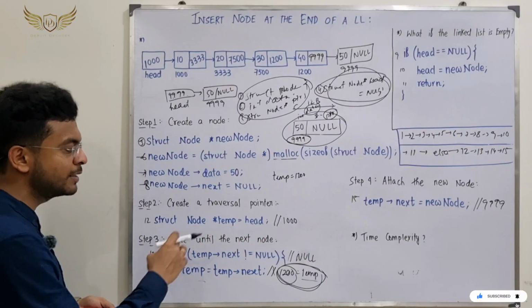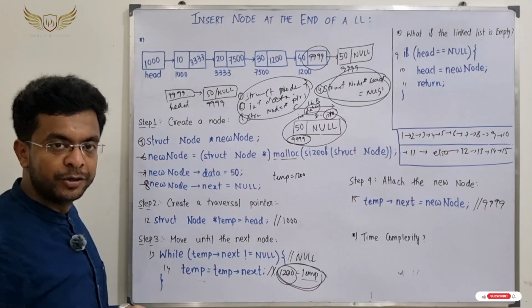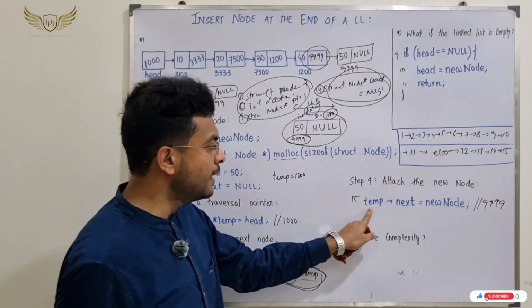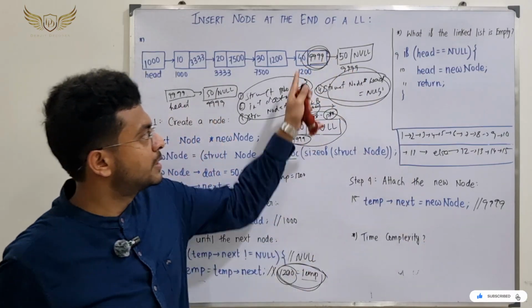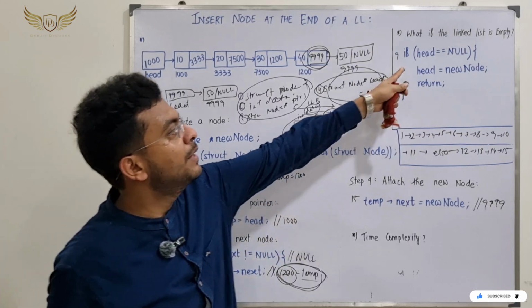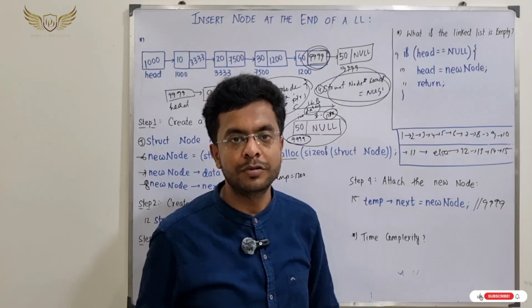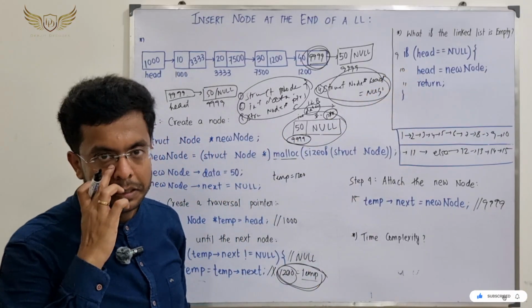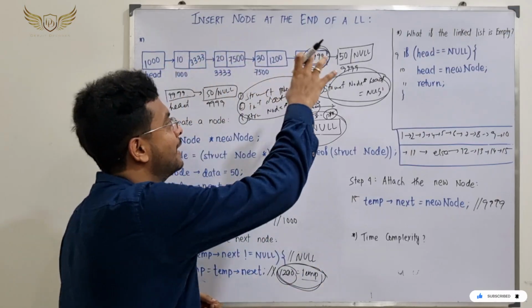Then we move until the next node, that is, until you find null over here, because we need to insert it at the end. So that part is done. When it is done, you simply change this value, which was initially null, to the address of the newly inserted node. And the only condition is if the head is null, there is no need to do all these things. You simply write head equals new node. Simple as that. So you just need to check one if condition, nothing else, right? So that is how you can insert a node at the end of the linked list.